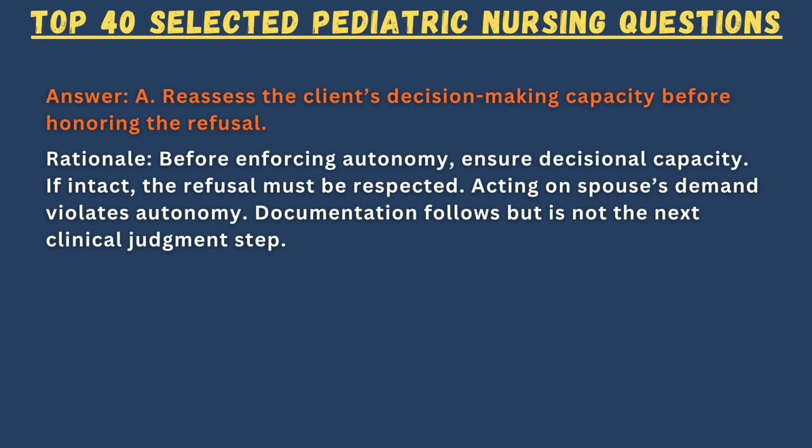Rationale: before enforcing autonomy, ensure decisional capacity. If intact, the refusal must be respected. Acting on spouse's demand violates autonomy. Documentation follows, but is not the next clinical judgment step.